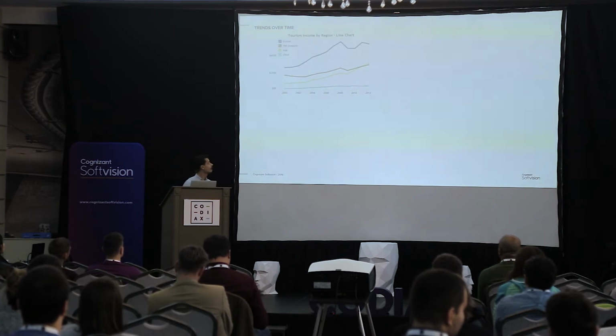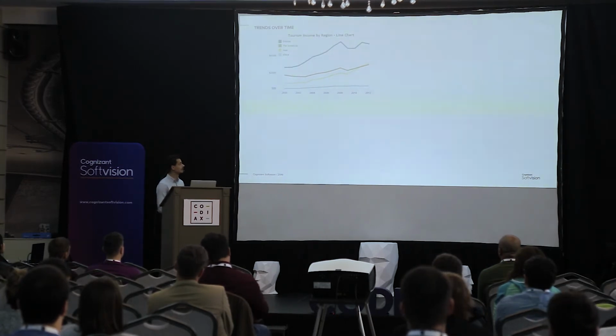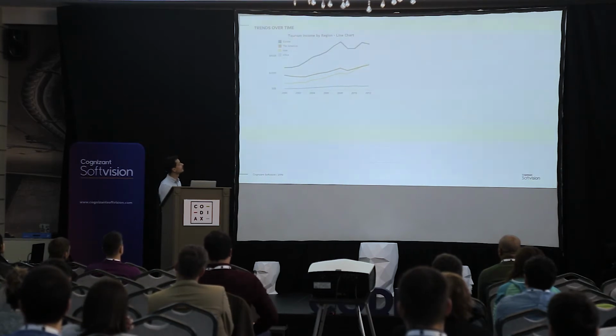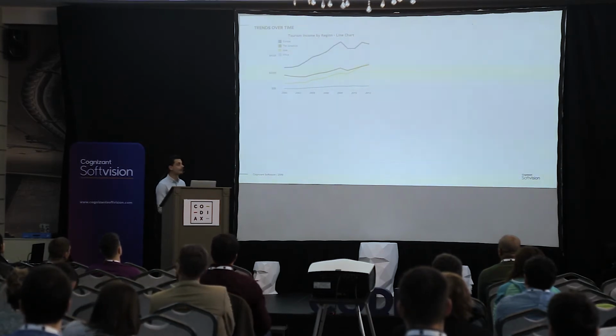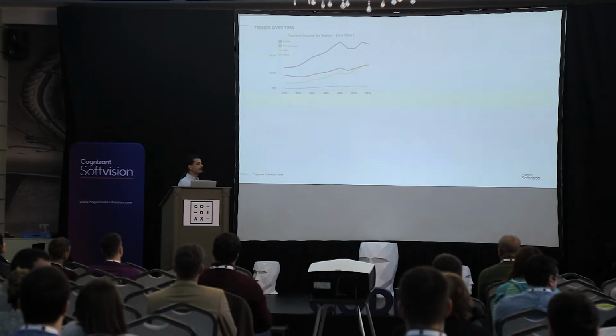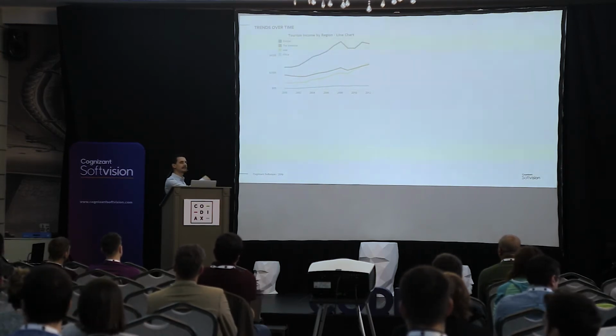For example, here I have the tourist income by region. Each line represents a region. It's color-coded such that I can see which region I'm looking at. And the key point here, since we're talking about trends in time, is to understand the shape of the data.